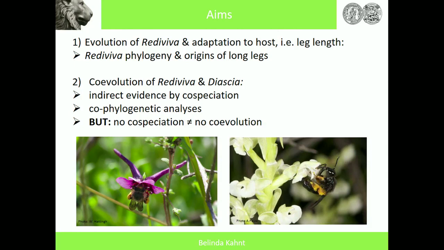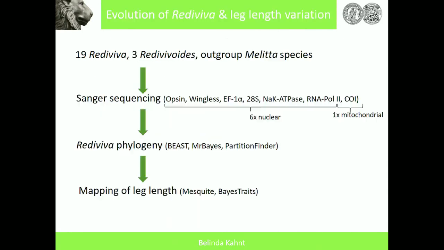So, when I reconstructed the phylogeny and asked how many origins of long legs we have, I could then go to the next step, investigate the coevolution. We did that by indirect evidence, looking for co-speciation events in co-phylogenetic analysis. But what is really important to point out here is that coevolution doesn't mean co-speciation. Even if you don't find co-speciation, it doesn't mean that there's no coevolution, and also the other way around.